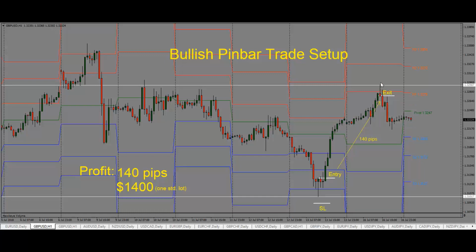And then we see this reversal signal, which is our pin bar right on our R1 pivot point level into the next resistance here. So this is a good place for us to exit the trade. From entry to exit, we get 140 pips in our trade. So our profit is 140 pips or $1,400 if trading one standard lot.